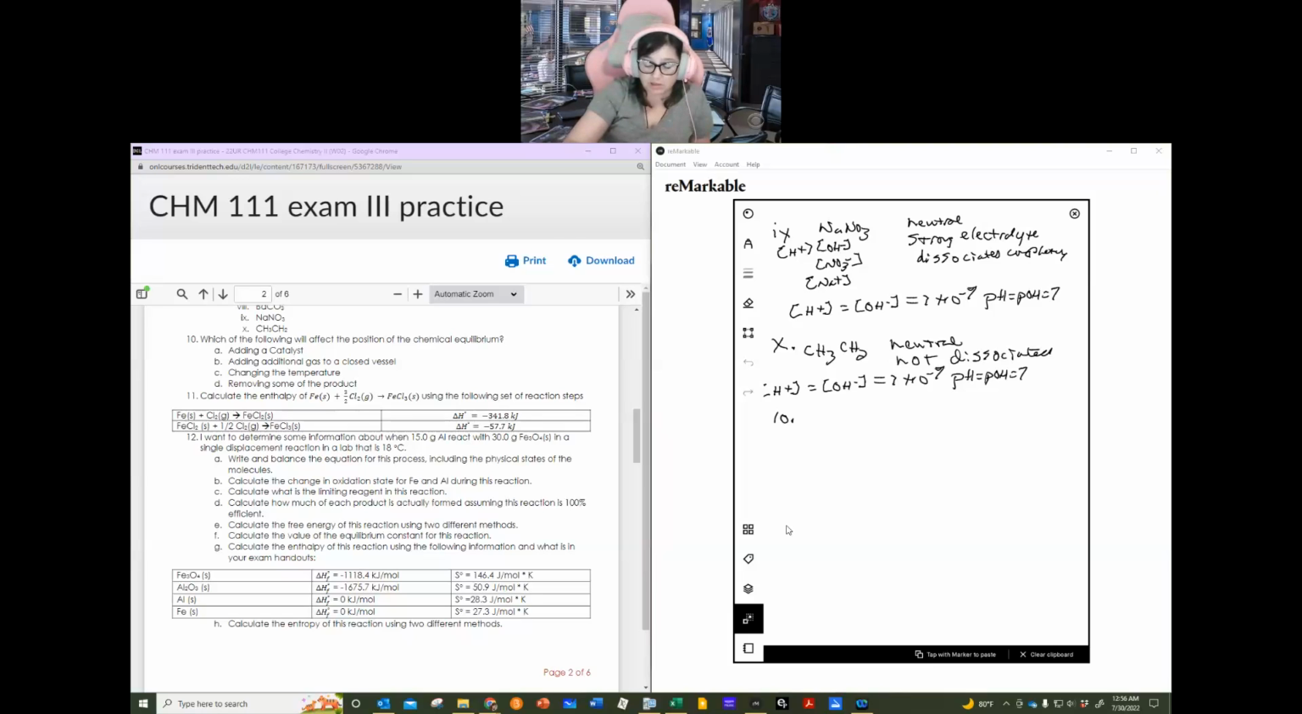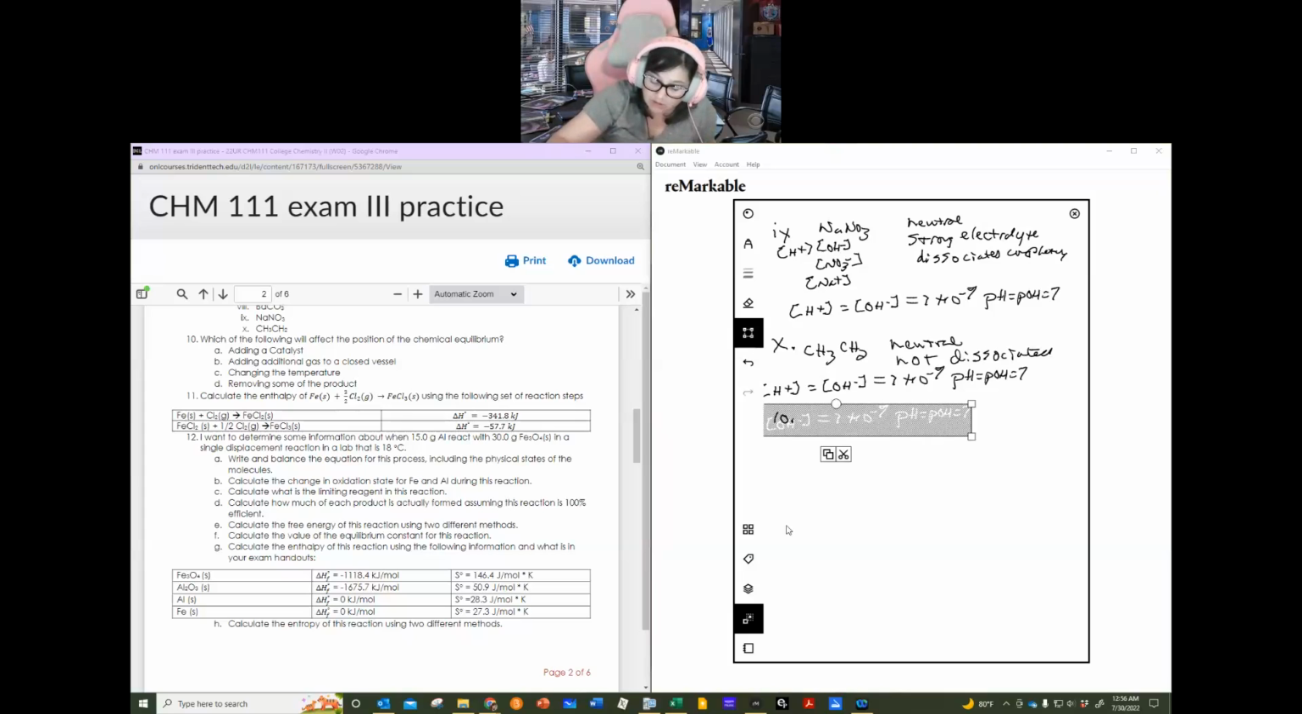Okay, so when we're talking about the equilibrium, we're talking about going from reactant, forward, backward to product. And of course, the equilibrium is given to us by the concentration of our products over the concentration of reactants.